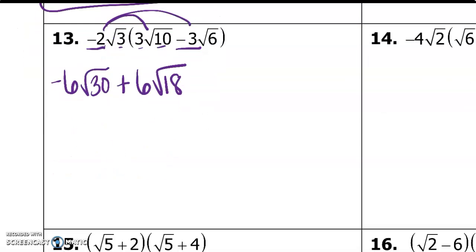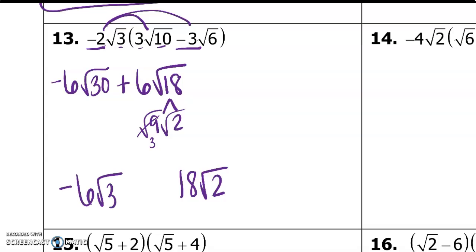So 30 actually cannot be broken down. There are no perfect squares that go into 30. 18 can be broken down into 9 times 2. Square root. The 9, square root of 9 becomes a 3. 6 times 3 is 18, square root of 2. Bring down the negative 6, square root of 30, and it's a plus sign between the two.